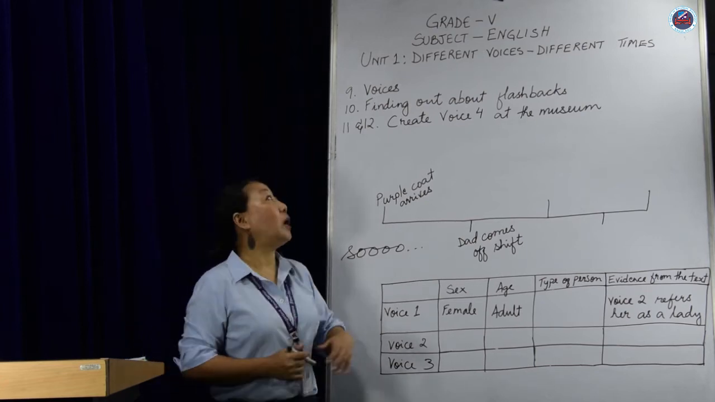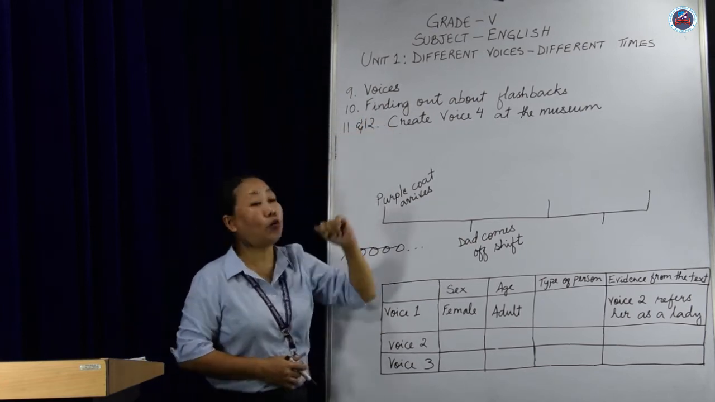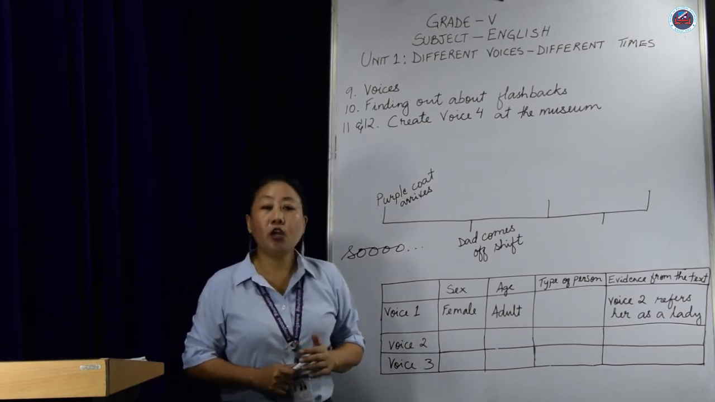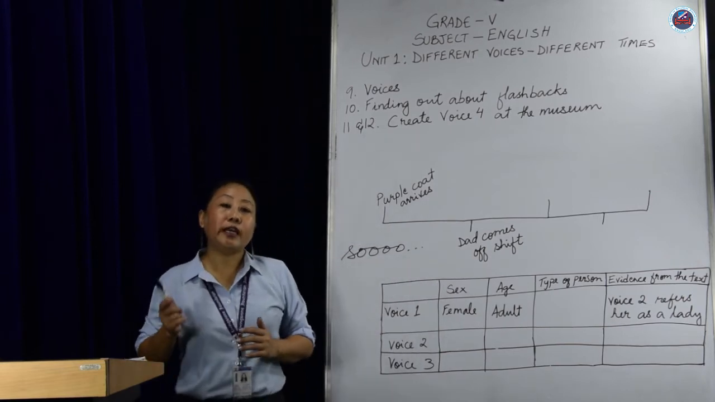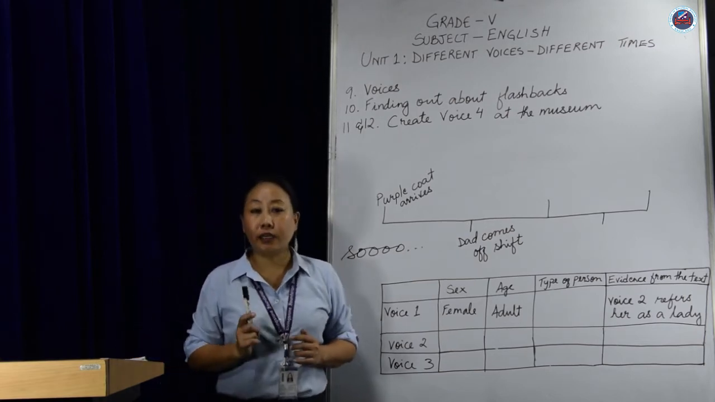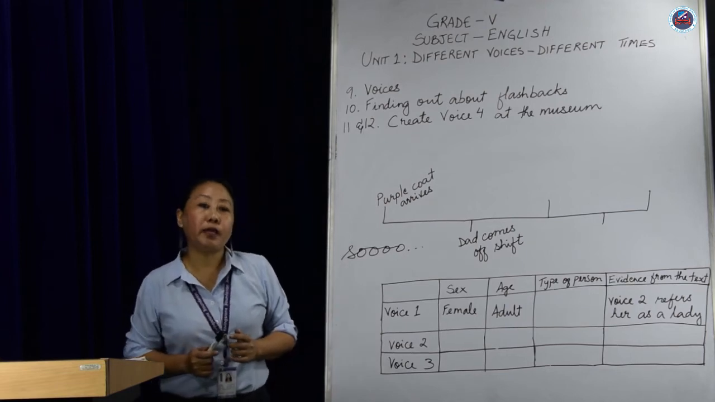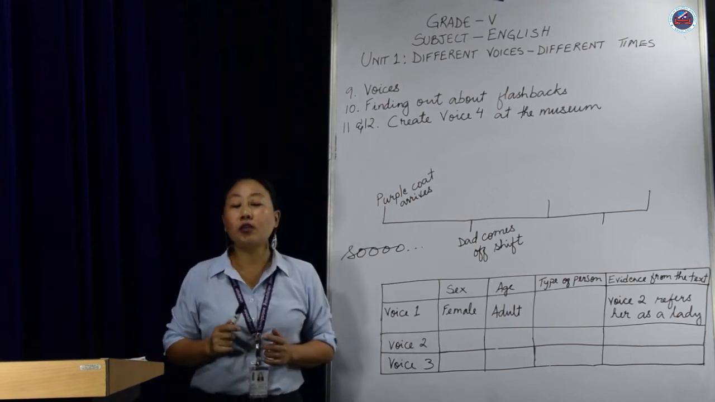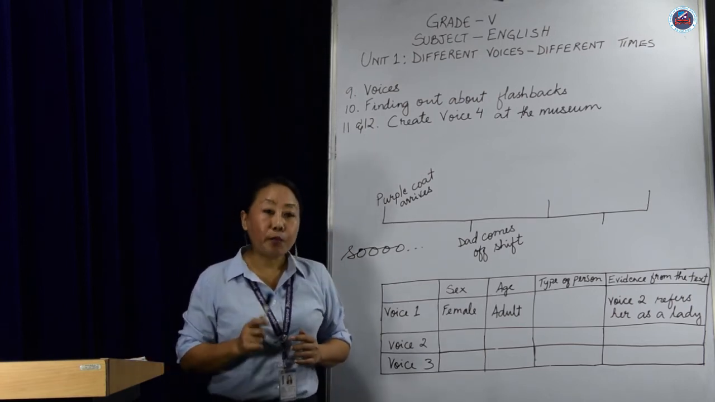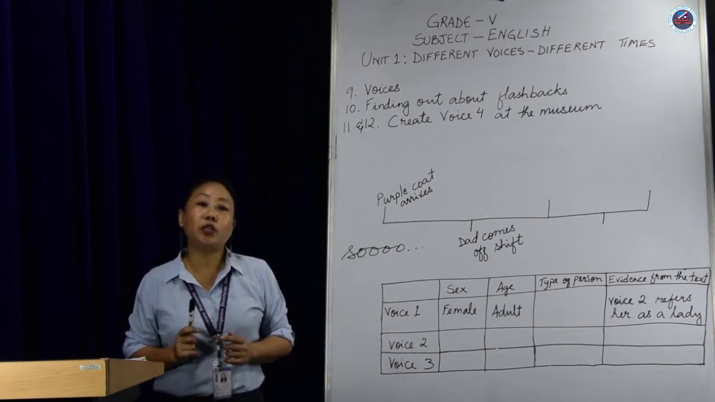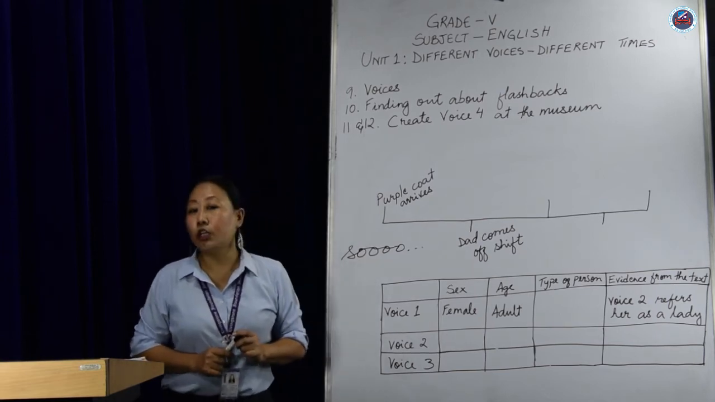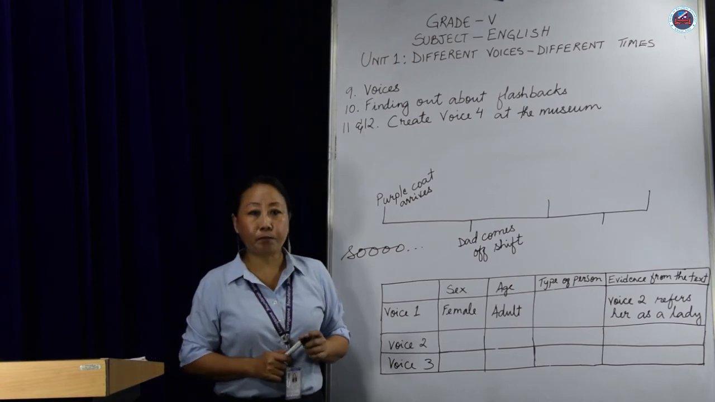Now, our second topic, finding out about flashback. A flashback is a storytelling technique where authors interrupt the main story to go back to events that happened earlier. Flashbacks can be the narrator's memories or separate events, but they always tell the reader something important connected to the main story. As you read through Voices in the Museum, you will find some flashbacks.